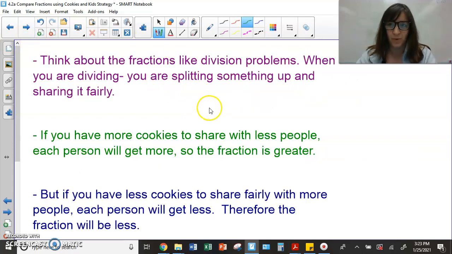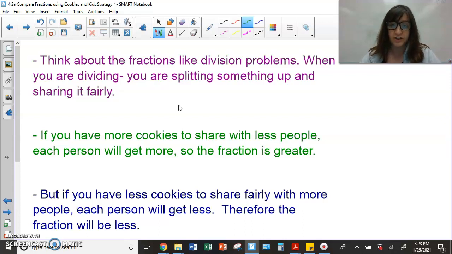The reason why that works is because I'm thinking about fractions like division problems, because fractions are division problems. That line in between is a dividing line. When you are dividing, you are splitting something up and sharing it fairly. So that's what we're doing with the cookies. We're dividing those up and we're sharing them fairly.